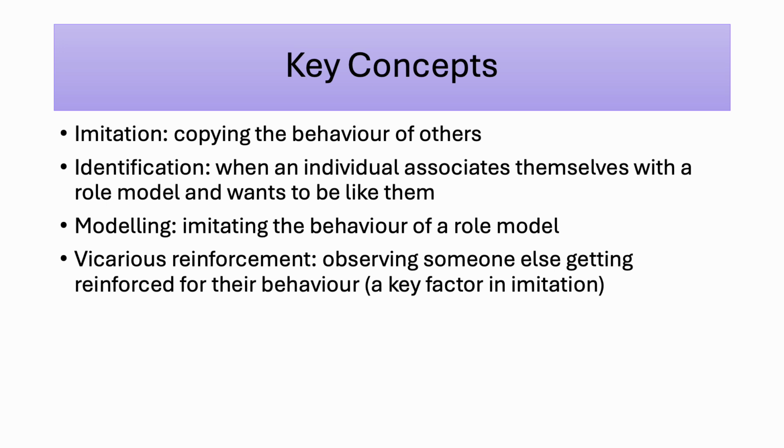So these key terms are crucial, starting with imitation, which is copying the behaviour of others. Identification, which is when a person associates themselves with a role model and wants to be like them. So when you identify with someone, you find things in common, or you find things that you like about them, and you identify with them because you want to be like them. Maybe they've got a good job, lots of money, maybe they're really attractive, or maybe they're a similar age to you. So they possess characteristics that are similar or that you would like.